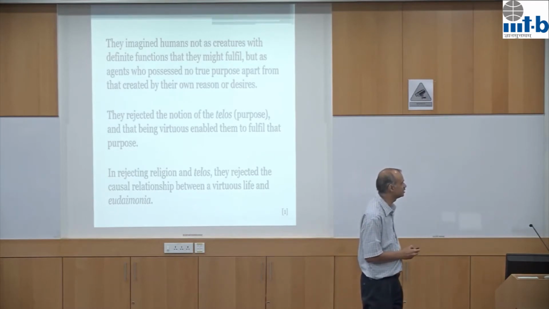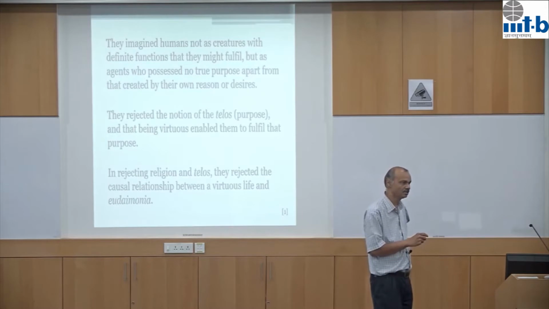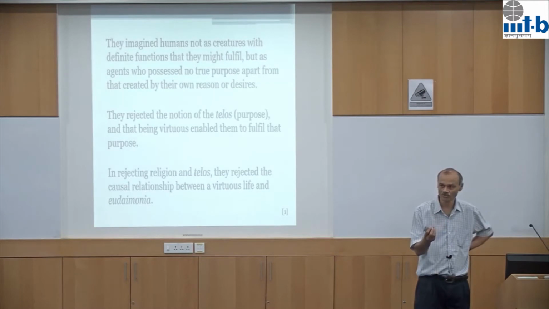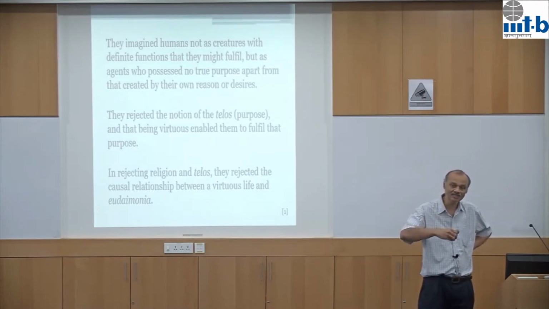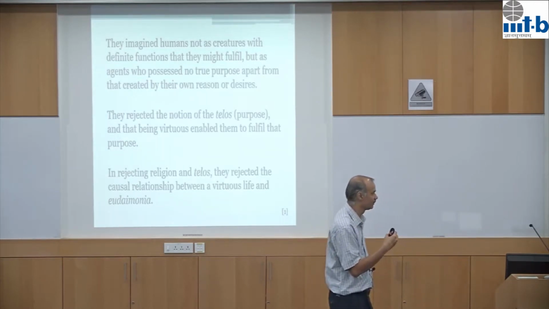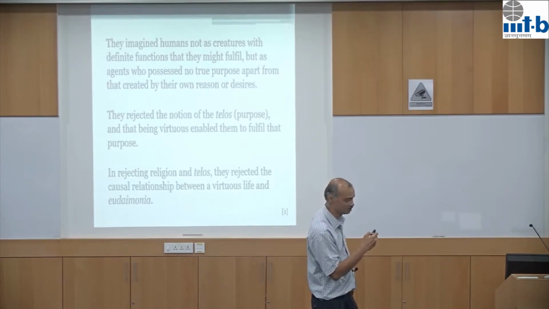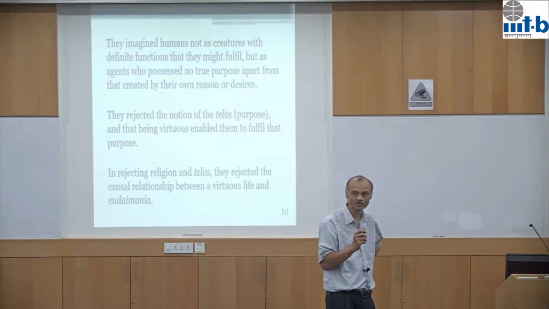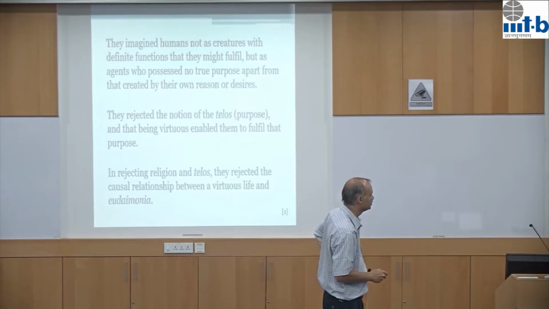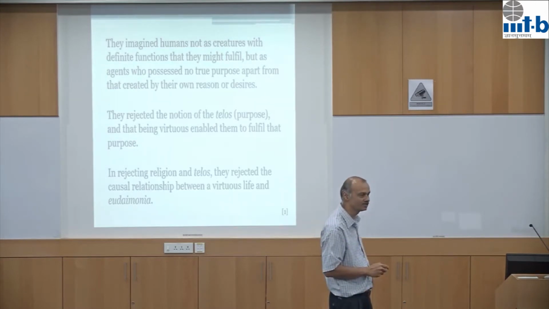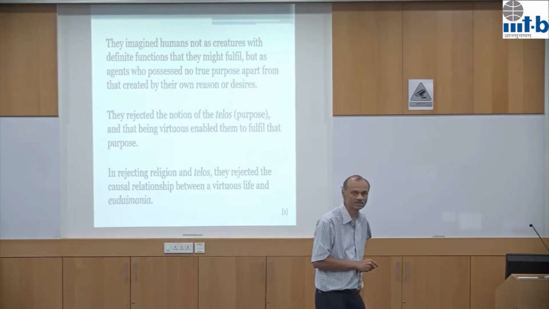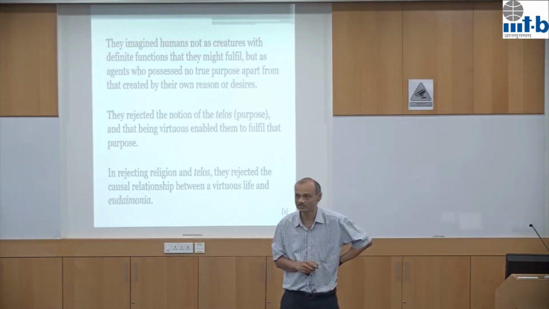So MacIntyre says that this is what happened as a consequence of the age of reason, which put reason at the center of human analysis, and the human being as the moralist rather than an external agency. The notion that human life has a purpose was rejected. The notion that being virtuous enables them to fulfill that purpose was rejected because reason could not establish a causal relationship between virtuous life and happiness.